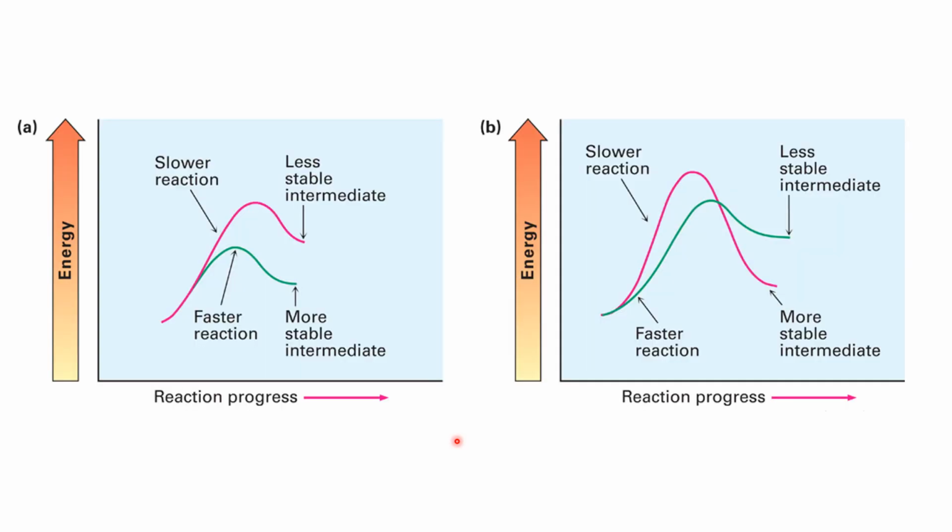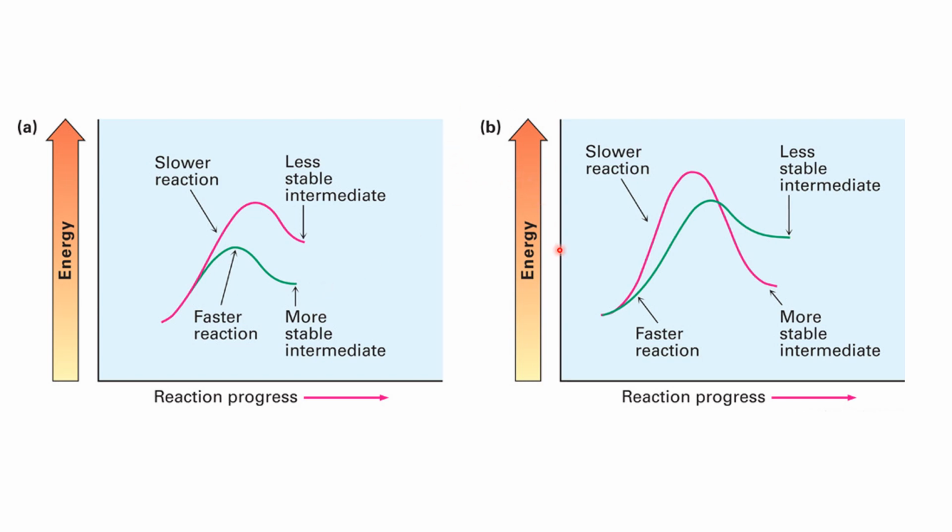Let's study about Hammond postulate. In this reaction profile, the red reaction has a higher activation energy, so that implies that the reaction is slower than the green reactions. Also, intermediate-wise, the red reaction has a less stable intermediate than green reactions.